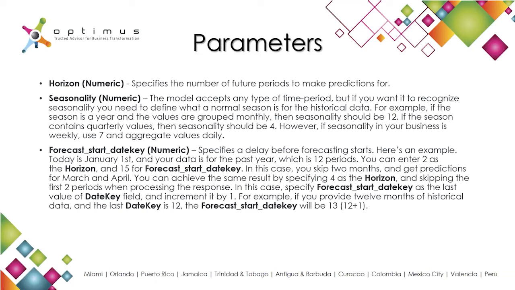Okay. Now, seasonality numeric. The model accepts any type of time period. But if you want it to recognize seasonality, you need to define what a normal season is for the historical data. For example, if the season is a year and the values are grouped monthly, then the seasonality should be 12. If the season contains quarterly values, the seasonality should be 4. However, if seasonality in your business is weekly, use 7 and aggregate values daily. So seasonality is going to help us detect how we want to use it.